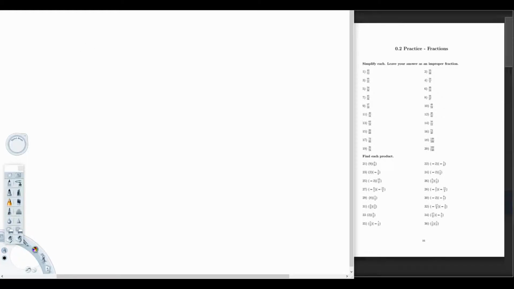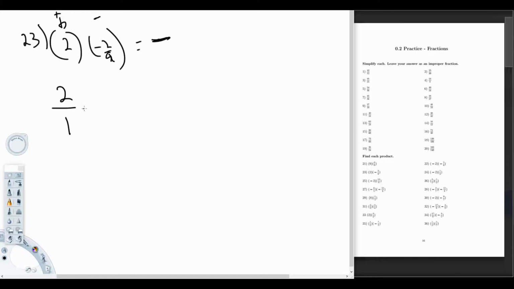Okay, now we're at problem number 23. So that is 2 times negative 2 over 9. Here we have a positive and a negative, so our answer is going to be negative. Let's take a look at this. 2 over 1, remember, multiplied by negative 2 over 9. So we know that these two together is going to be a 9, and these two together is going to be a negative 4. So your answer is negative 4 over 9.